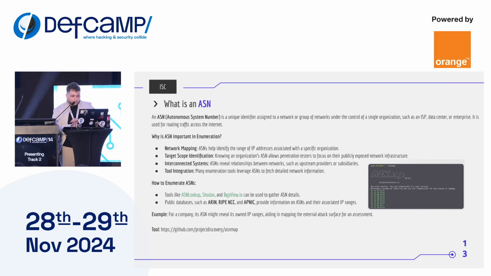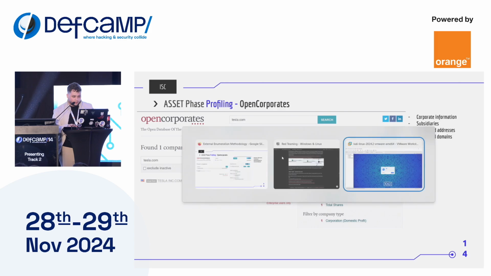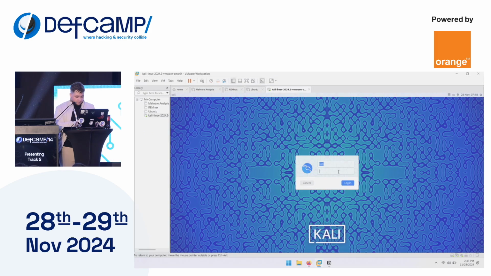And also ASN Map, which is a tool created by the Project Discovery Group. They have a lot of tools that I will show you through this presentation. In my opinion, you really need to know those tools because they are the base of the external enumeration methodology. We also have OpenCorporates, which tells us the details about the companies. I will show you in 1 second.